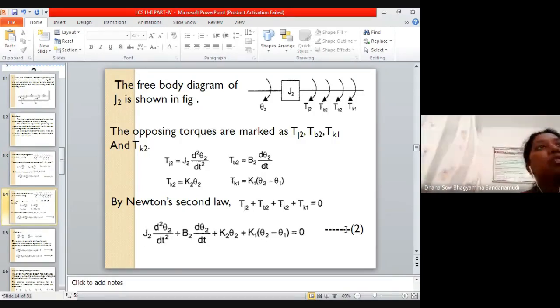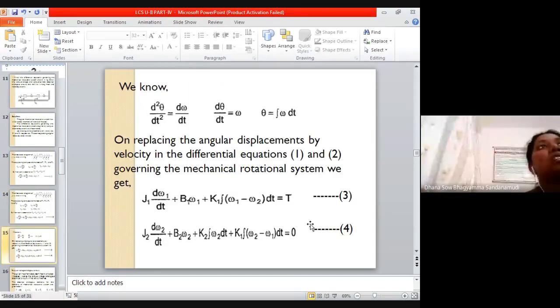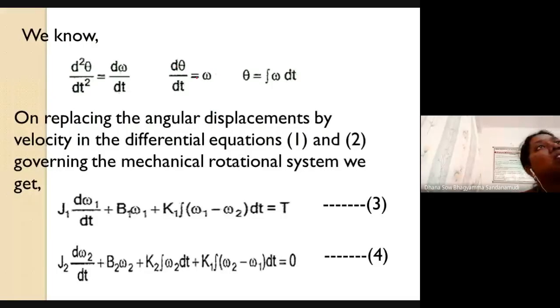Okay, you have equation number 2. You have got equation number 1 in terms of angular displacement. Now we know angular velocity is equal to d by dt of theta, where theta is the angular displacement. So d omega by dt will be equal to d square theta by dt square. Similarly, if you integrate omega on both sides, you will get theta equal to integral of omega dt.